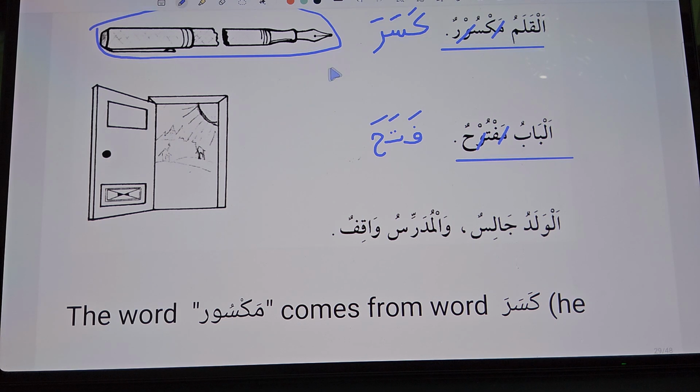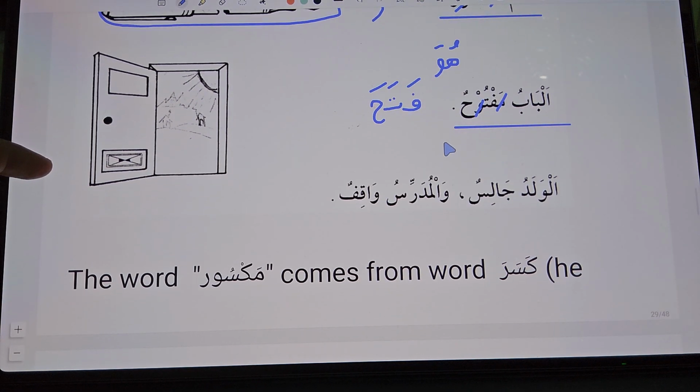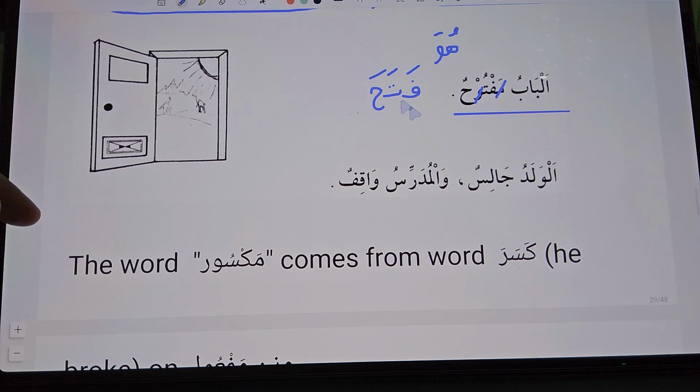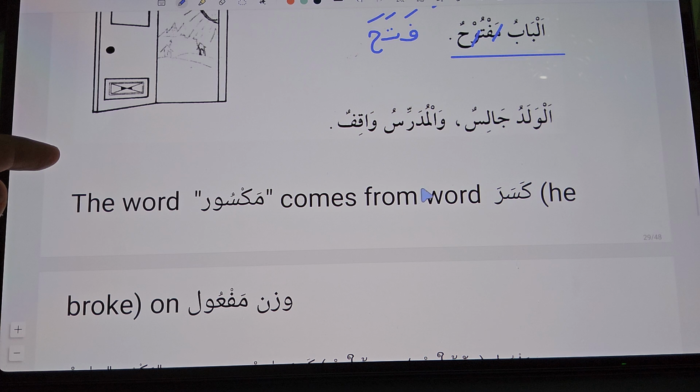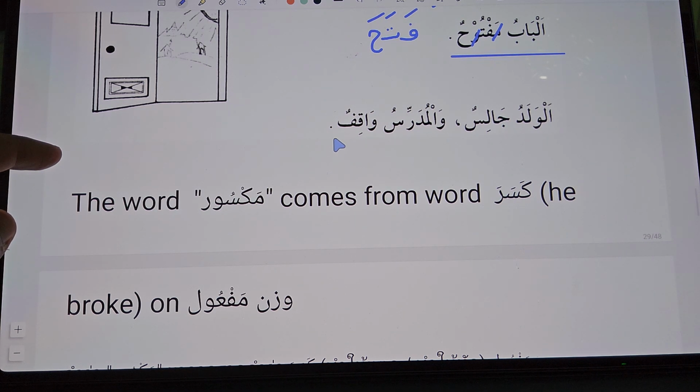Huwa kasara, he broke. Huwa fataha, he opened. Right? But now huwa is hidden. There's huwa inside, but it is hidden. It is not known. Okay, no problem. That will be understood in the sarf lesson, but this is just general. Okay, Akhana Sabir, read.